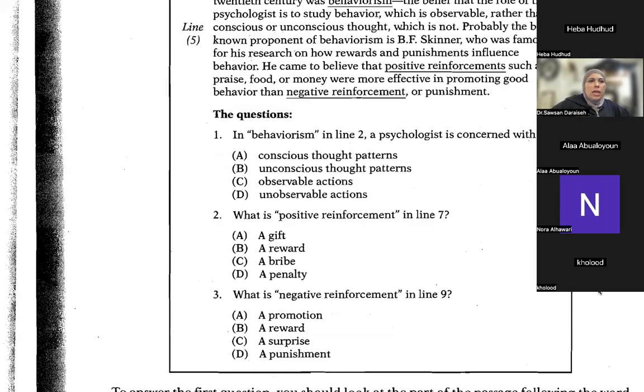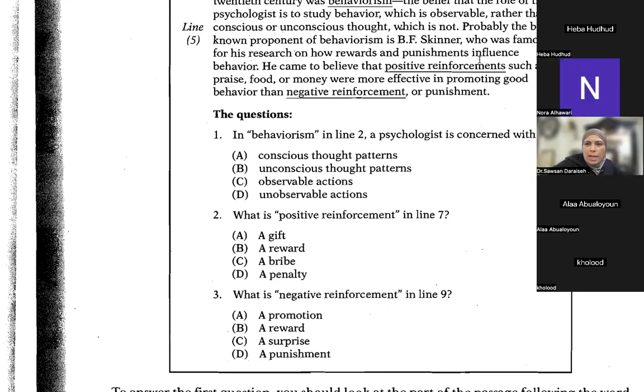Let's do two. Dr. Hibad, would you like to do two for us? Yes, Doctor. Number 2, what is the positive reinforcement in line 7? A. Reward. Good job. A reward. So when we talk about praise, food, money, and then over here it is. Look at it, guys. The writer actually says it's a reward, right? On how rewards and punishments, and then he rewrites them in a different way by saying positive reinforcement and negative reinforcement, which are rewards and punishments. That's what they are. So a positive reinforcement means a reward.